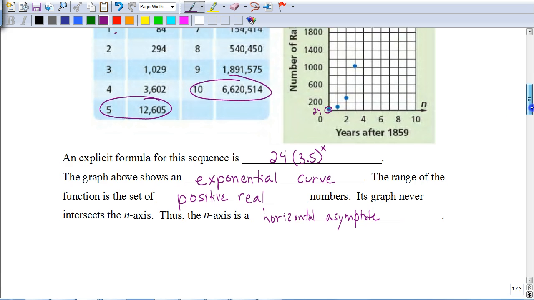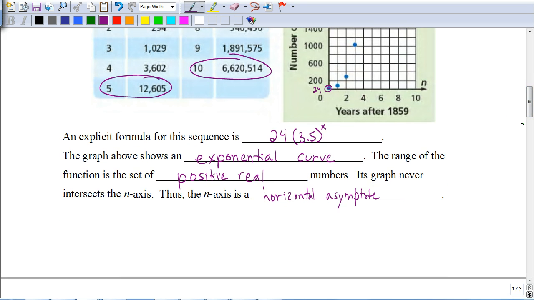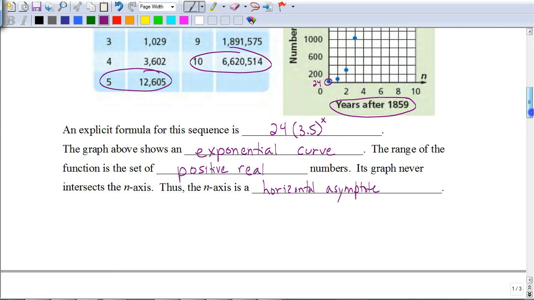Because remember, a horizontal asymptote means it's an imaginary line that the graph is not going to touch. And so in this case here, the graph is not going to touch the n-axis or our time. Because the lowest amount of rabbits that we ever had since 1859 was 24 rabbits. Now granted, before 1859 there were 0 rabbits, but that's not what the graph is focusing on. It's focusing on the years after 1859. So we're starting out with 24 rabbits.